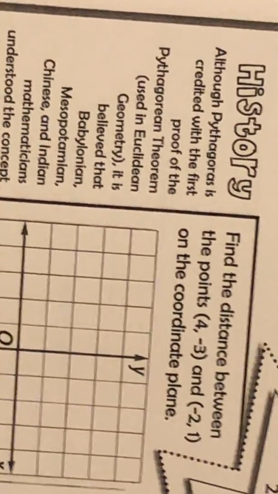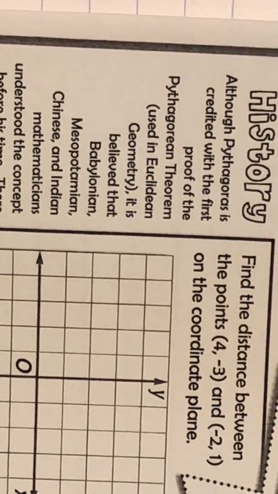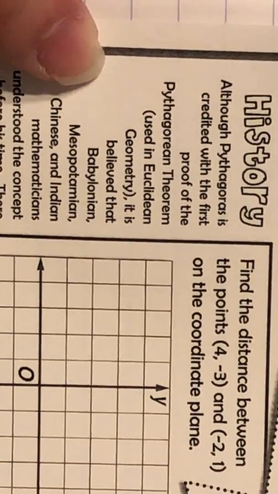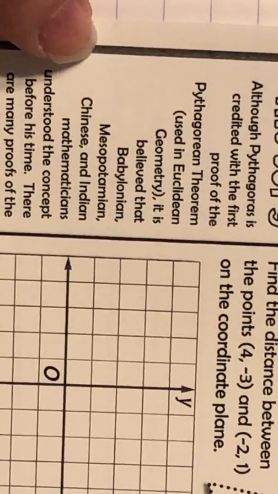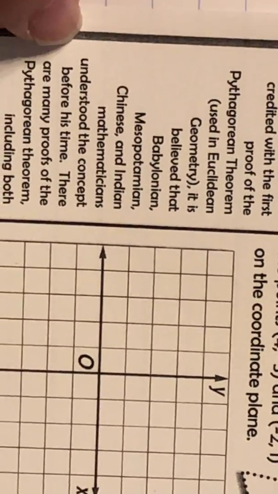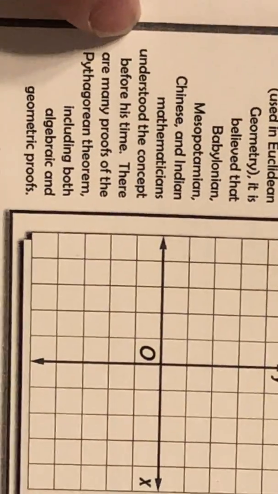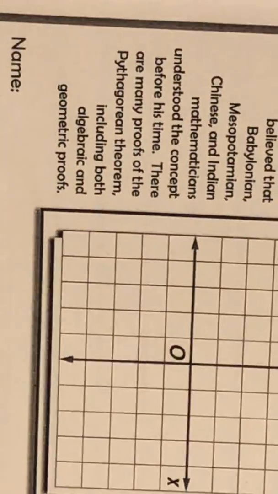So a little bit of history. Although Pythagoras is credited with the first proof of the Pythagorean theorem used in Euclidean geometry, it is believed that Babylonian, Mesopotamian, Chinese, and Indian mathematicians understood the concept before his time. There are many proofs of the Pythagorean theorem, including both algebraic and geometric proofs. Okay.